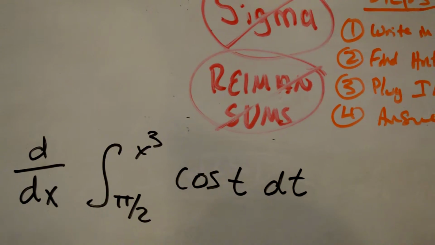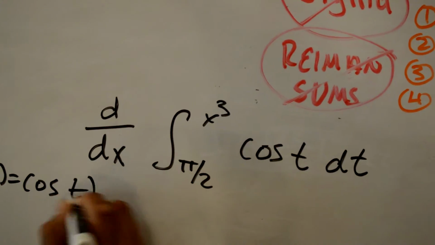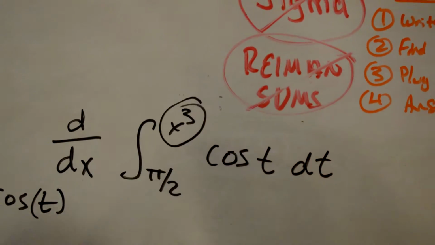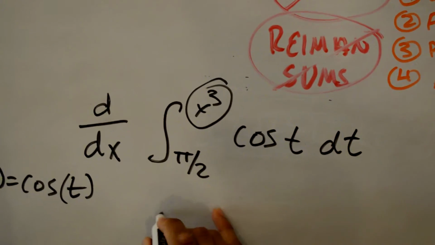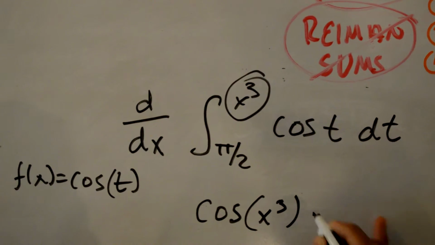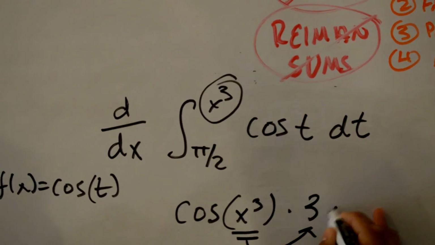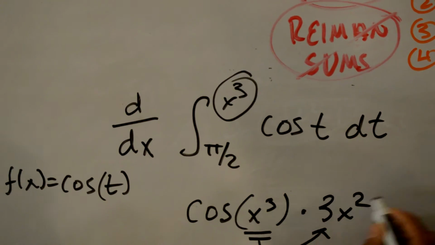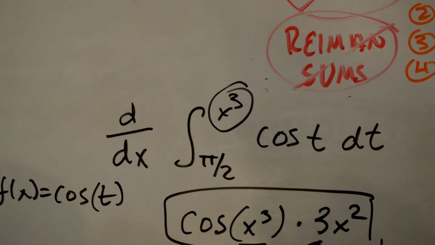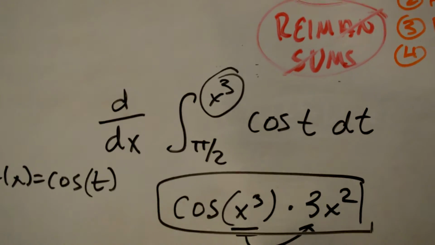All right. So remember, our function is cosine of t, and we're plugging in x cubed. So this will be cosine of x cubed, but then we have to use our chain rule, so we have to find the derivative of that, which is just 3x squared. But that's it. So now that's our answer. And that's the first and second fundamental theorem of calculus.